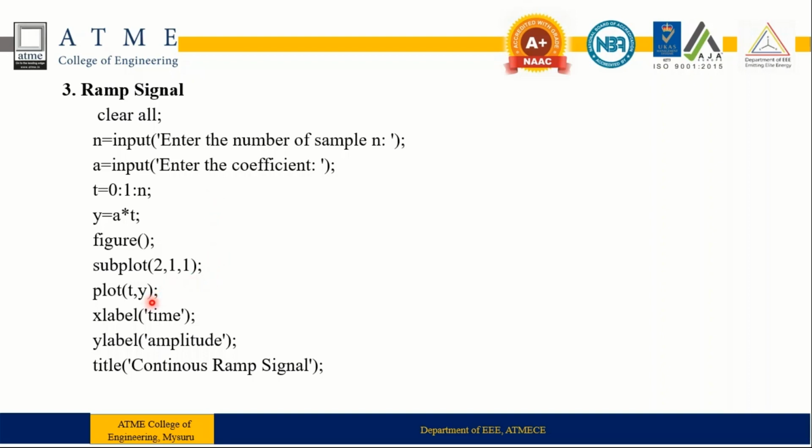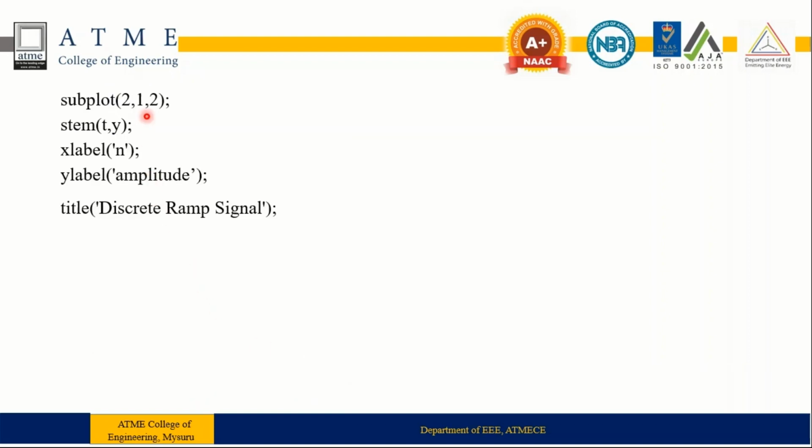In order to have a graphical representation, we need to use the command figure. Then, to have both the continuous and discrete time signal, we are dividing it with the command subplot, where both the signals will be visualized at a time in a single window. So plot t, y will indicate the continuous ramp signal, followed by labeling of the x, y axis and the title as continuous ramp signal. Followed by that, we have a subplot, that is the second figure with a discrete ramp signal. The command we use is stem t, y, followed by labeling of the second figure.